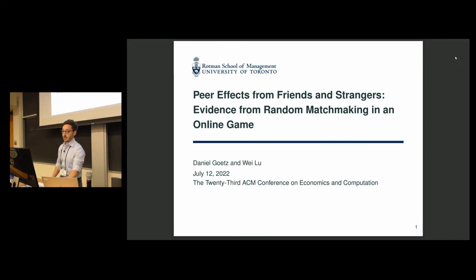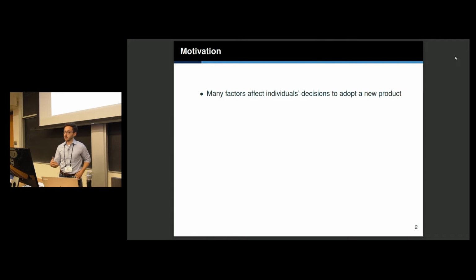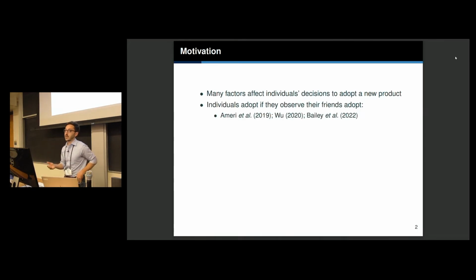So this is a paper about individuals' decisions to adopt a new product. We know that there's a lot of factors that go into that decision. One important factor, given the context here, is the structure of their social network. In particular, we know that individuals tend to adopt a new product if they observe their friends adopt. This Bailey et al. paper finds that if your friend on Facebook buys a new iPhone, in the following weeks, you're actually a lot more likely to buy a new iPhone yourself.